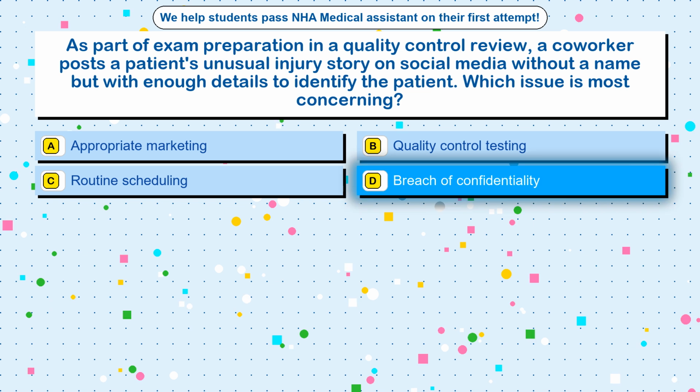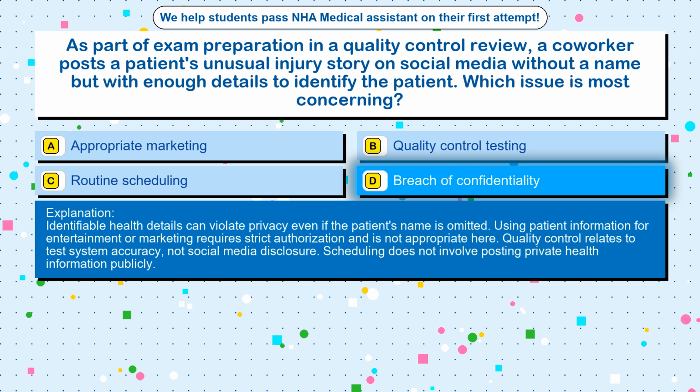The correct answer is option D. Breach of confidentiality. Identifiable health details can violate privacy even if the patient's name is omitted. Using patient information for entertainment or marketing requires strict authorization and is not appropriate here. Quality control relates to test system accuracy, not social media disclosure. Scheduling does not involve posting private health information publicly.